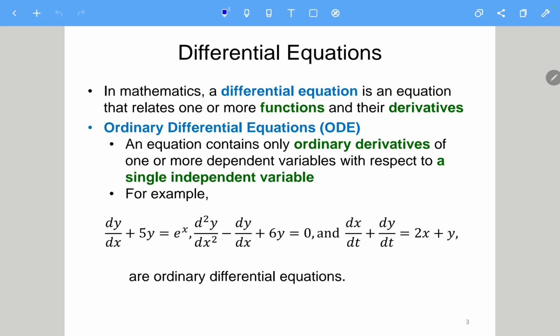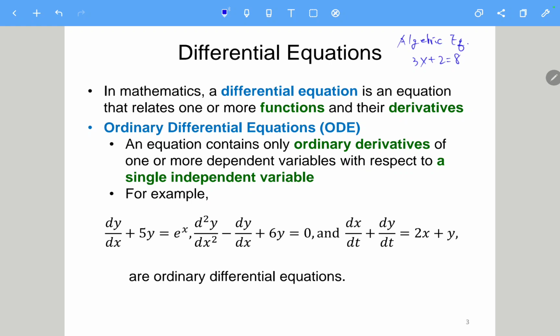Okay, so first, differential equation. Actually, I think in maybe primary school or high school, we learn about something called the algebraic equation. It's something like maybe 3x plus 2 equals 8, and then you try to find what is the value of x.